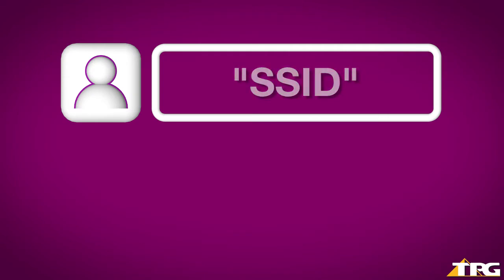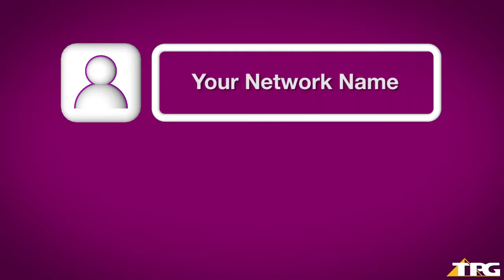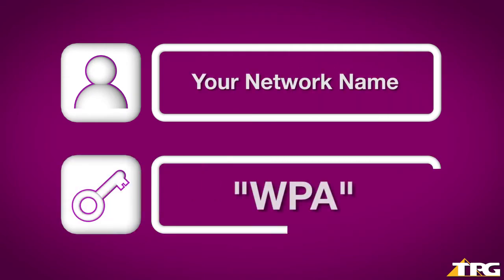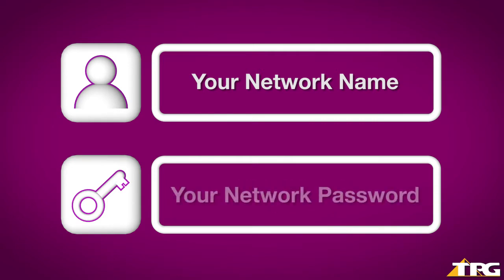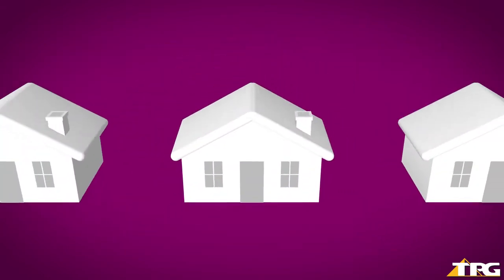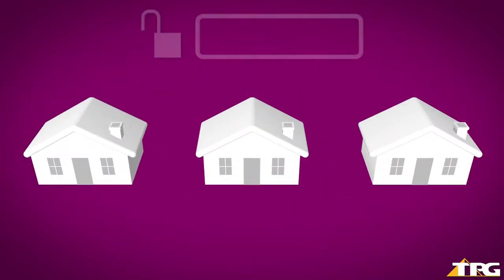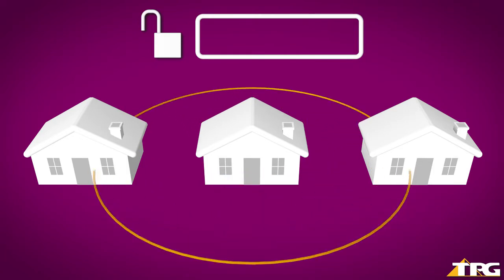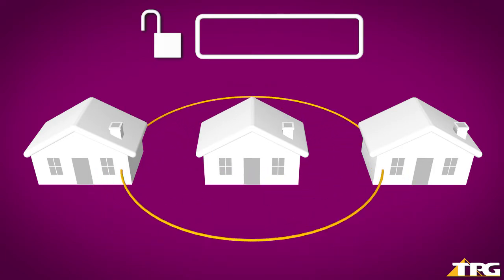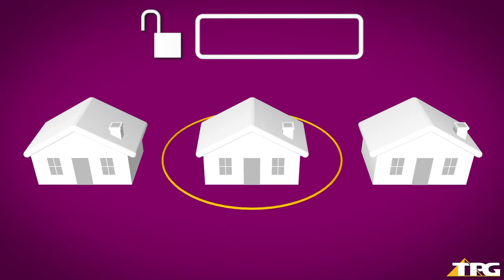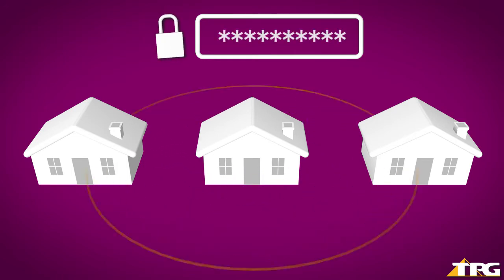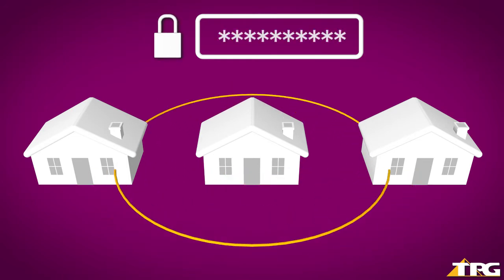SSID refers to your Wi-Fi network name. WPA refers to your wireless password. Without a password, your Wi-Fi network is accessible to anyone within range of your wireless signal. That means they could potentially change your modem settings and use your data. To protect your Wi-Fi network, it's important that you set a strong password that no one else can guess.